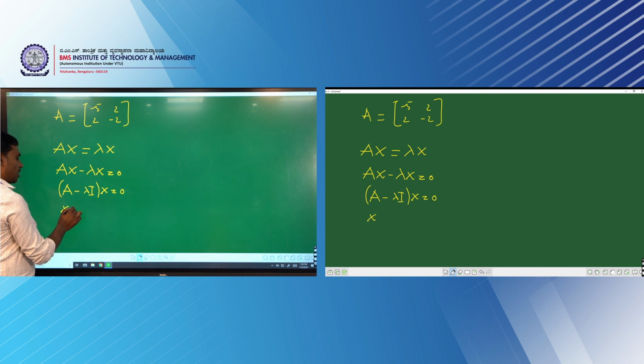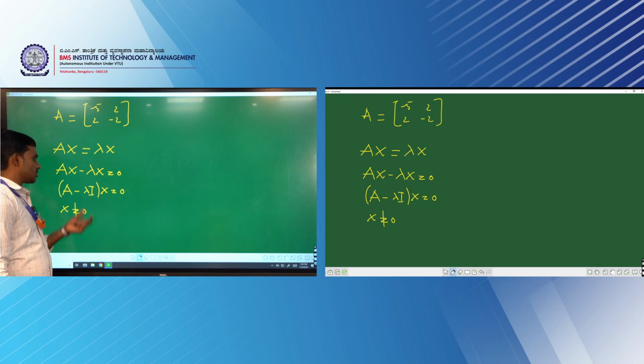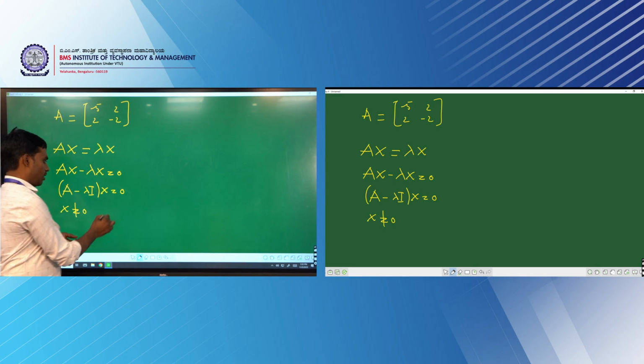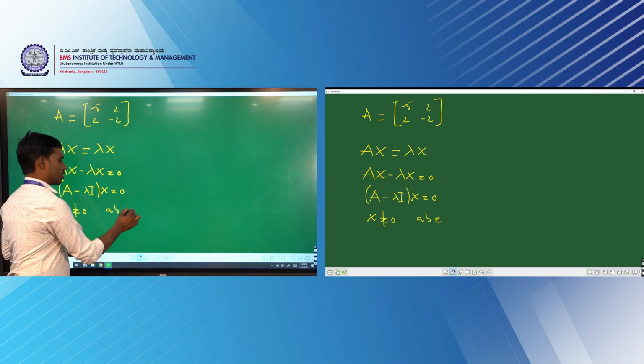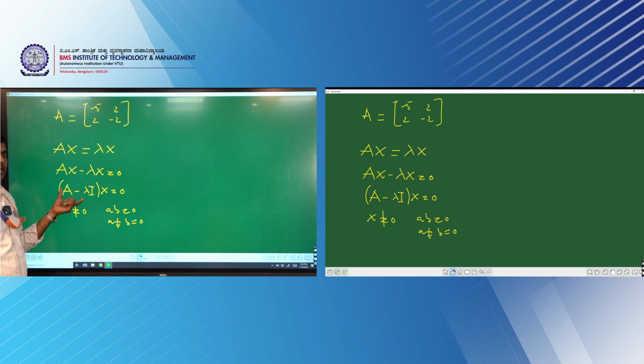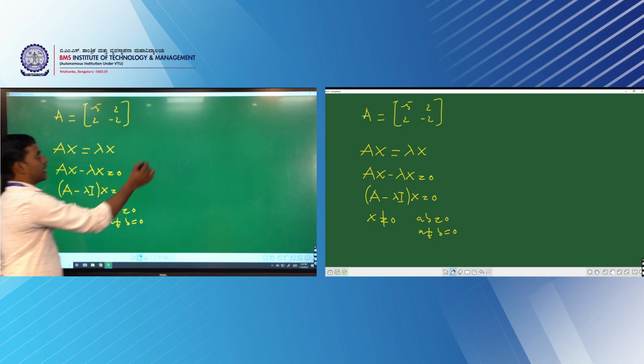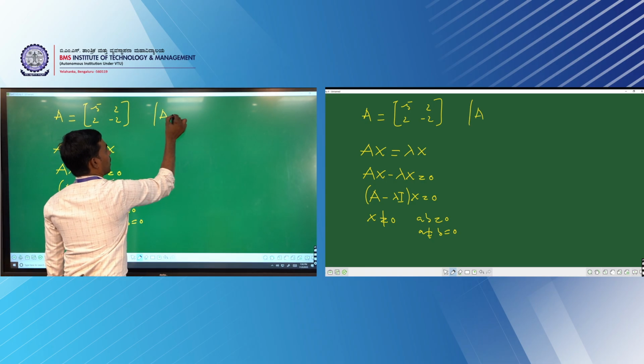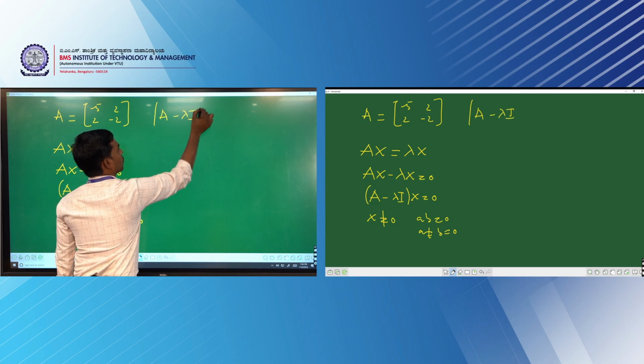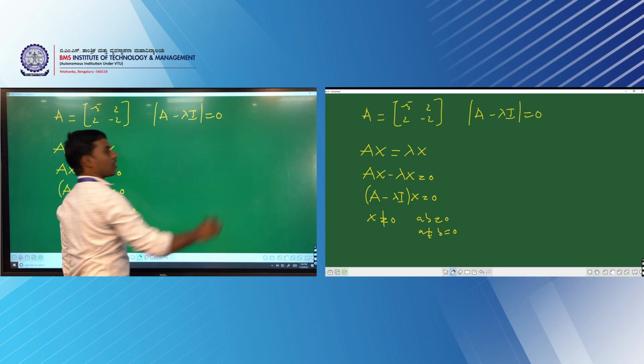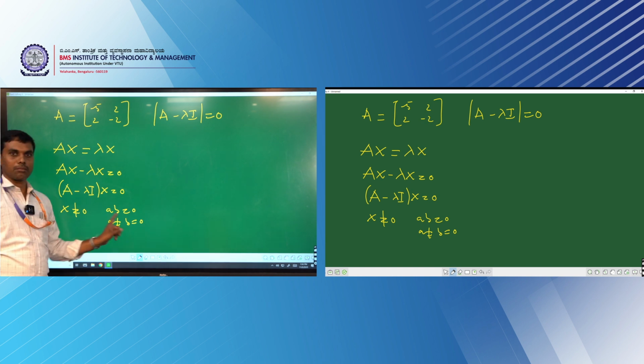Since x is a non-zero vector, the only possibility is this. With two numbers, if the multiplication of two numbers is 0 and a is not equal to 0, then b equals 0. Since it is a matrix, we cannot simply take A minus lambda I equal to 0. By Cramer's rule, this is possible only when the determinant of A minus lambda I is 0. The determinant of A minus lambda I equals 0. So we cannot treat it like ordinary numbers, right?